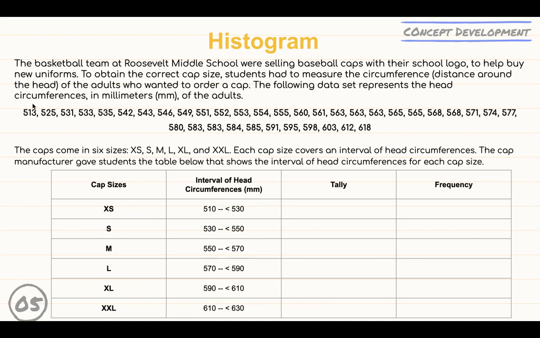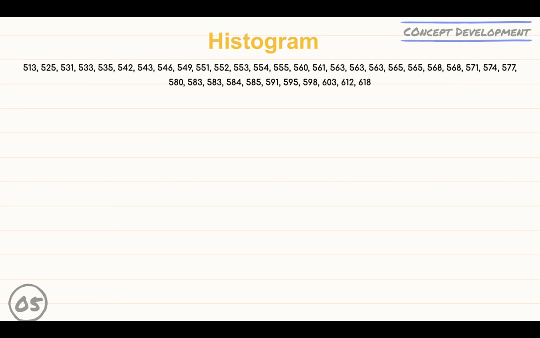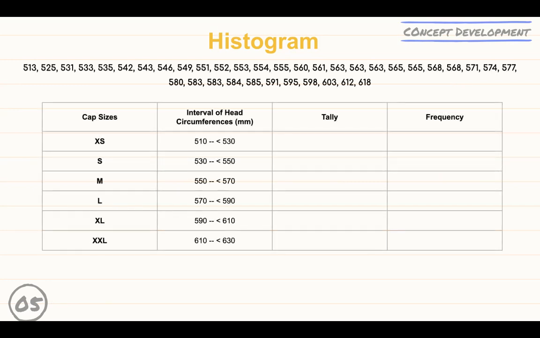So we look at each circumference that we collected, and we put it into a range. For example, extra small covers 510 millimeters to less than 530. So I would say 529, 529.5, 529.9. So I'm going to take the table and move it to a different page so it's a little bit cleaner. Here's our data set, and here's our table.